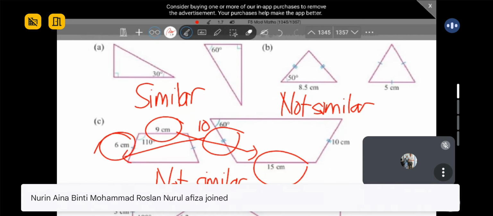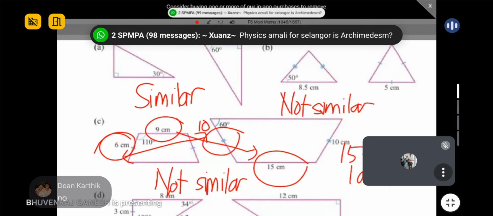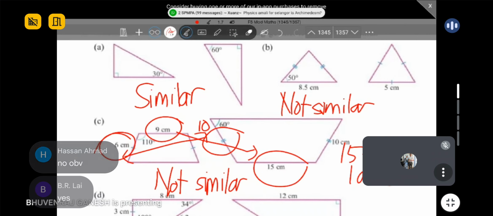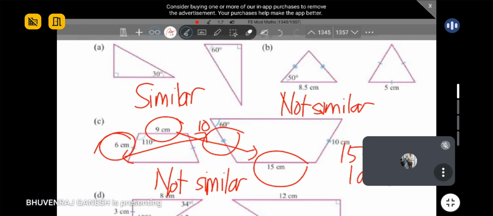Are the ratio equal? Adakah nisbah sama? 10 and 6, 9 and 15. Adakah nisbah dia sama? Respon. Kamu bandingkan 15 dengan 9, 10 dengan 6. Do they have a common ratio? Adakah kamu ada nisbah serupa? Yes, wait, let me check and see. Oh, okay. In this case got, but you have to check everything. Kamu kena lihat semua.